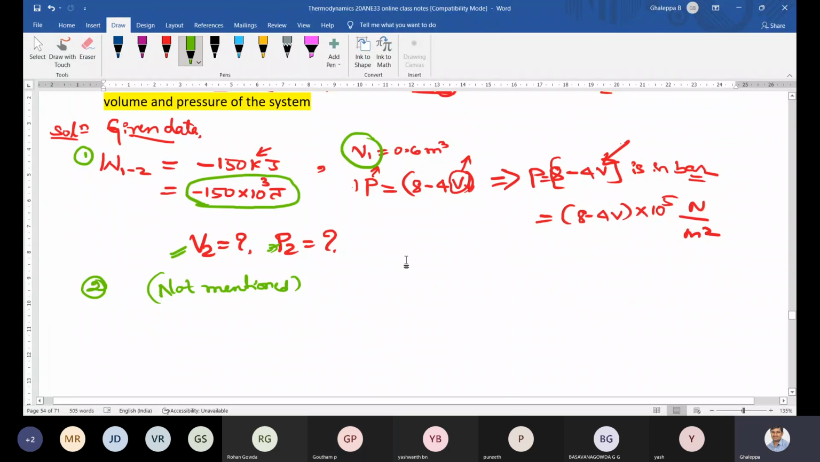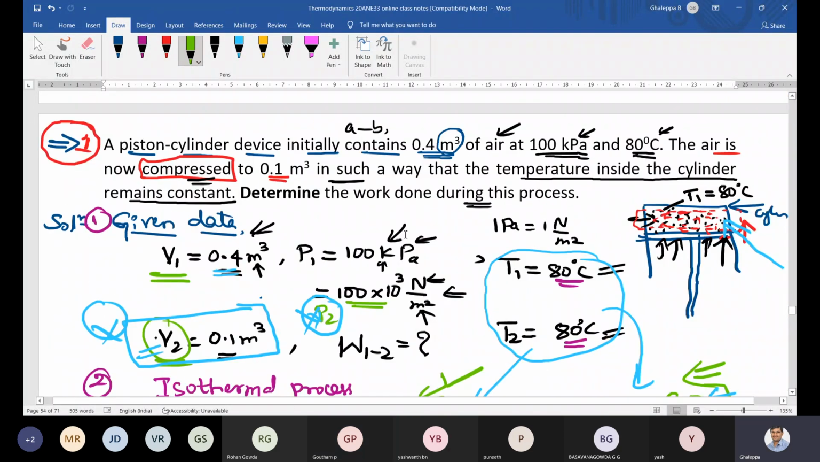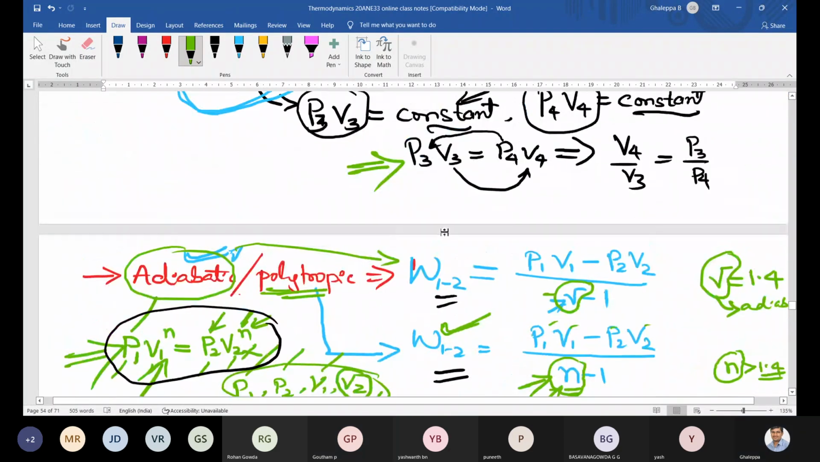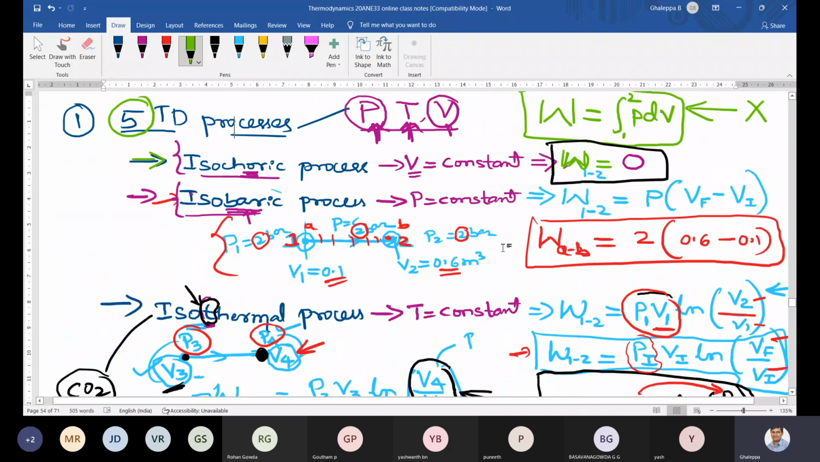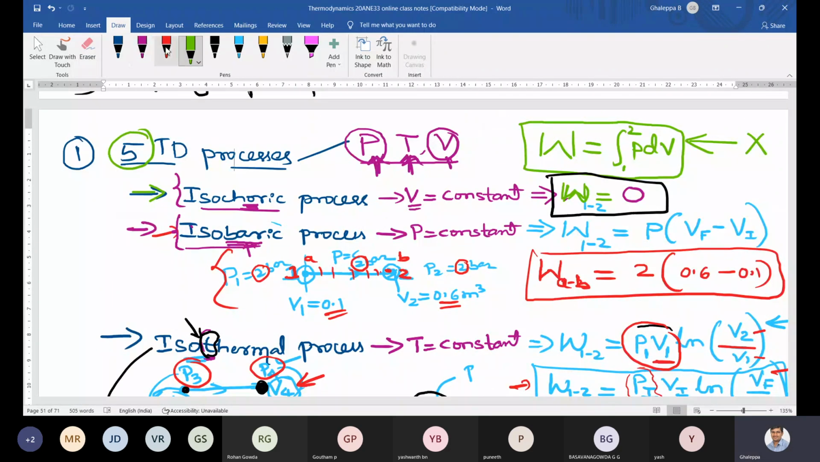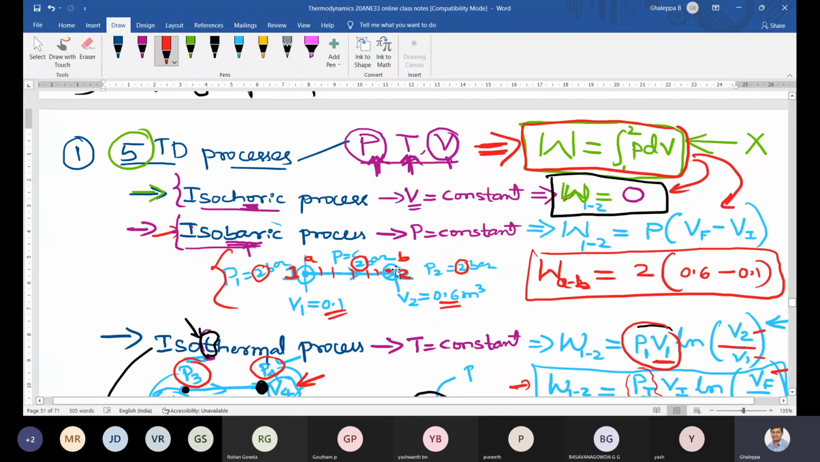PdV. Yes, here we have written, no? Somewhere you have written here. On this page, yes, I have written here. If any pressure is not mentioned in the given numerical, or any thermodynamic process is not mentioned, then you choose this equation, the general expression. Using this equation only we have derived this for constant volume, constant pressure, isothermal, etc. This is a basic equation.